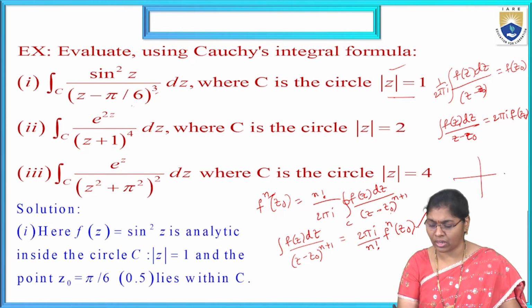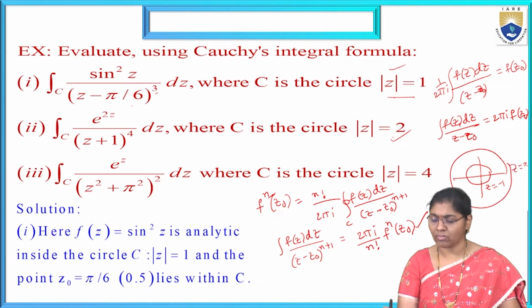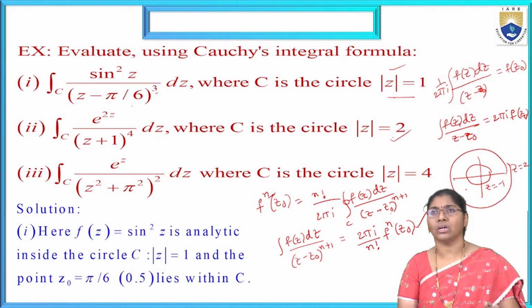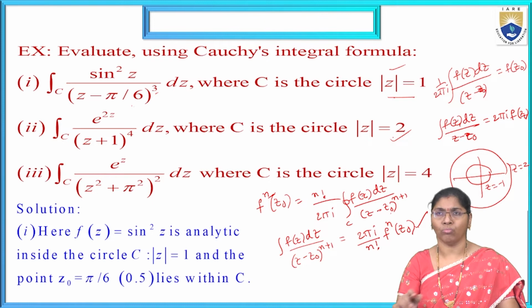For example, this is the given condition z equal to minus 1. Now the circle of the condition is mod z equal to 2. If the point is inside the circle, Cauchy's integral formula is satisfied. Otherwise, Cauchy's integral theorem applies and the integral becomes 0.